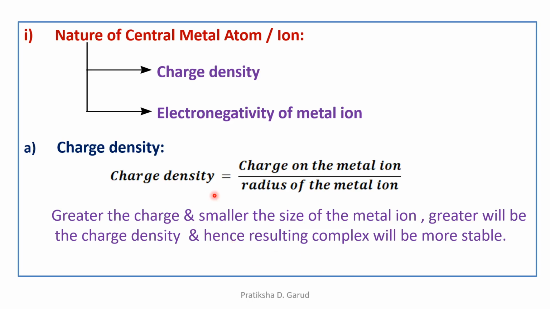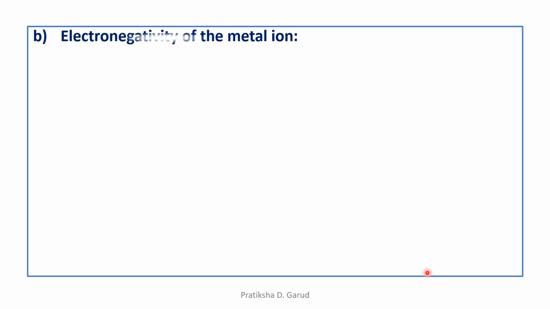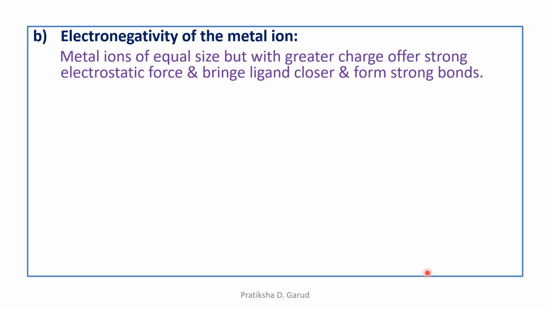So it depends upon this charge density, which is equal to the charge on the metal ion divided by the radius of the metal ion. Thus we can say that metal ions of small size and greater charge form stable complexes. Then the second, that is the electronegativity of the metal ion. Metal ions of equal size but with a greater charge offer a strong electrostatic force of attraction and hence bring the ligands closer, and hence they form strong bonds, right?